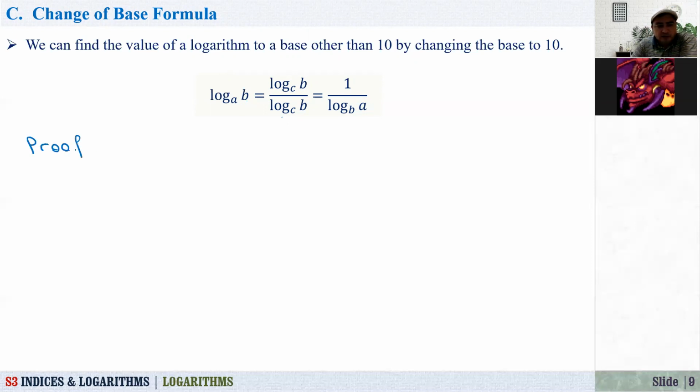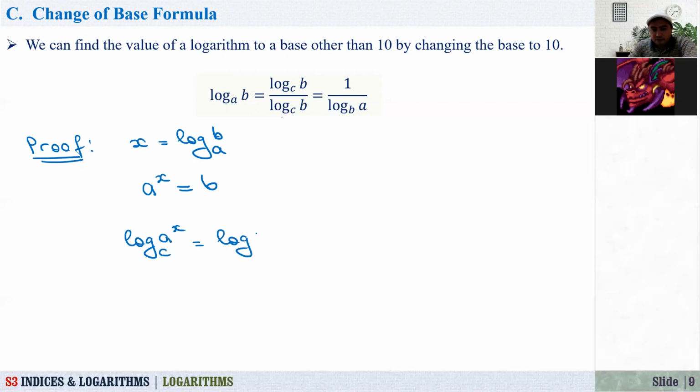The proof is also simple. Suppose that, let me just label this logarithm by x. So x is equal to logarithm of b to the base a. By definition, it's equivalent to this expression: a to the power of x is equal to b. So now let's just take the logarithm of both sides to a different base, for example, to base c. So here we have logarithm of a to the power of x to the base c is equal to logarithm of b to the base c.